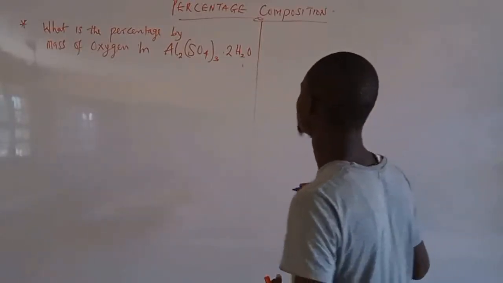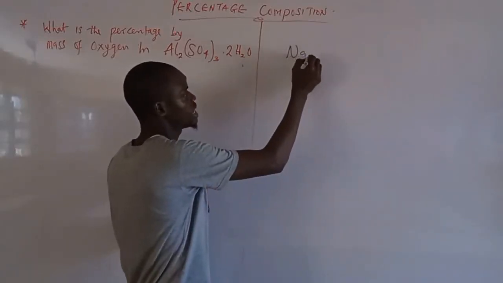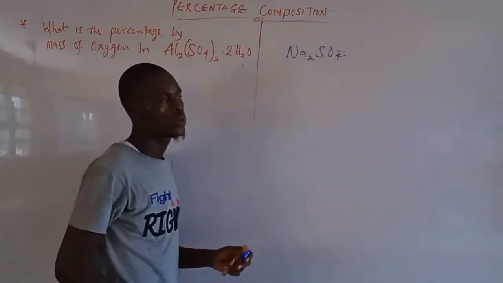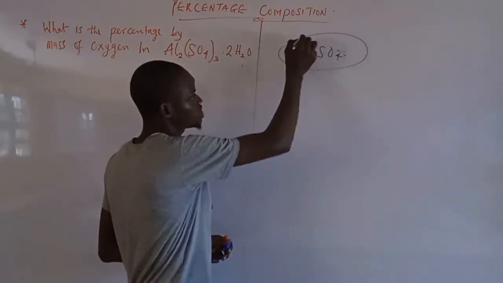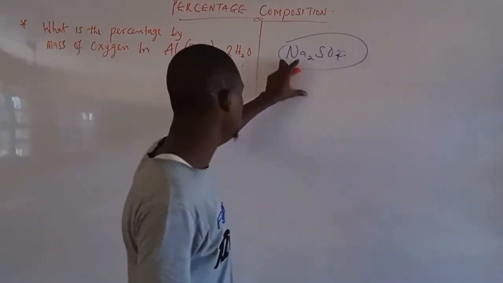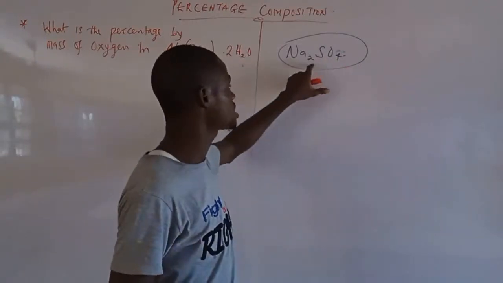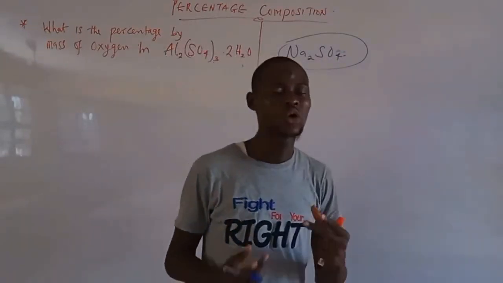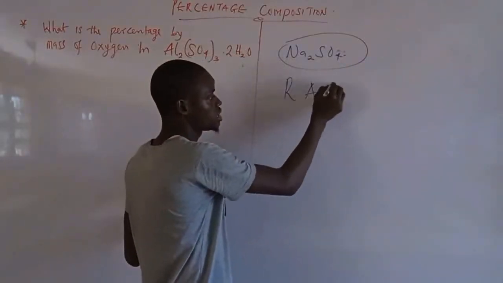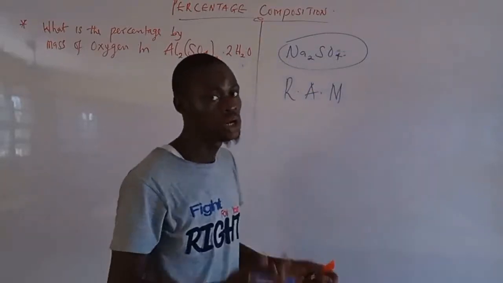Now, let's take for instance, assume I have a compound of Na2SO4. We have to find the molecular mass of this compound. How do we find the molecular mass? Each of these elements in this compound has its own mass. Their masses are known as relative atomic mass, while the mass of the compound itself is known as relative molecular mass.